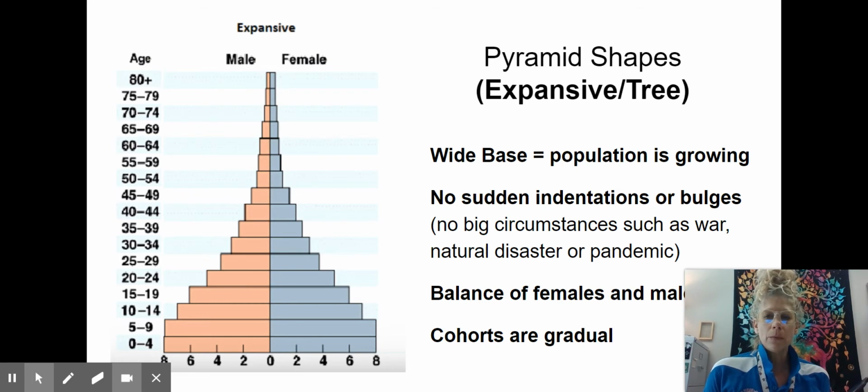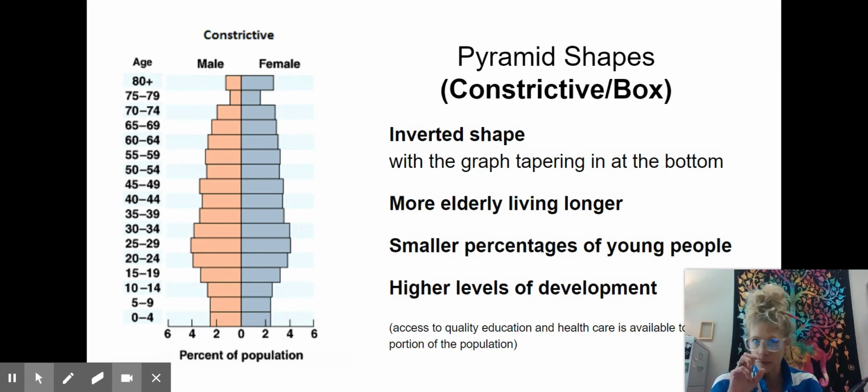Okay, so we do notice that we have a lot of young population, but what's happening at the top, it's very skinny, and we don't have a lot of people in this area living to be very old. Okay, there's a nice balance of females and males on this. The cohort groups, remember those vertical lines are very gradual. It doesn't look like anything has impacted this pyramid with like a war or a natural disaster or even a pandemic.